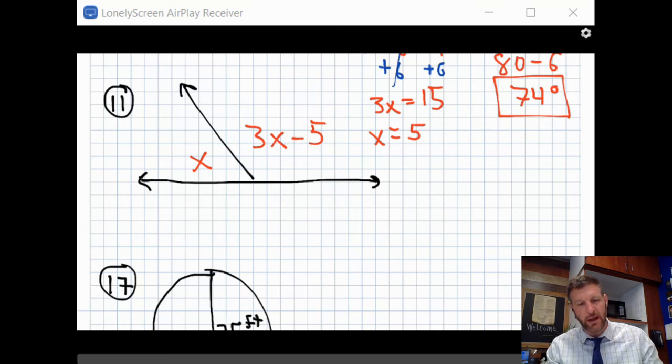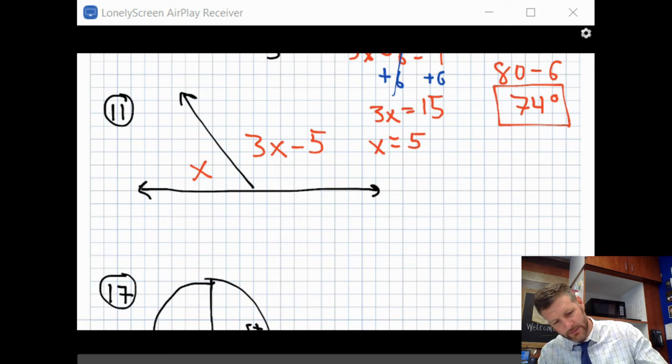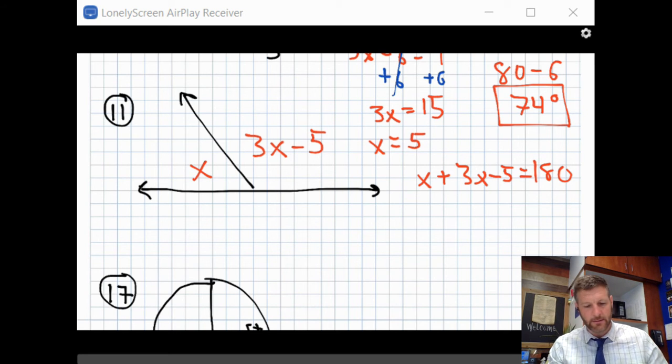So that means these two angles, I know what they add up to. They're not congruent to each other, but they add up to 180. That's right. Supplementary are two angles that add up to 180. So that means x plus 3x minus 5 equals 180. And now it's just algebra time.